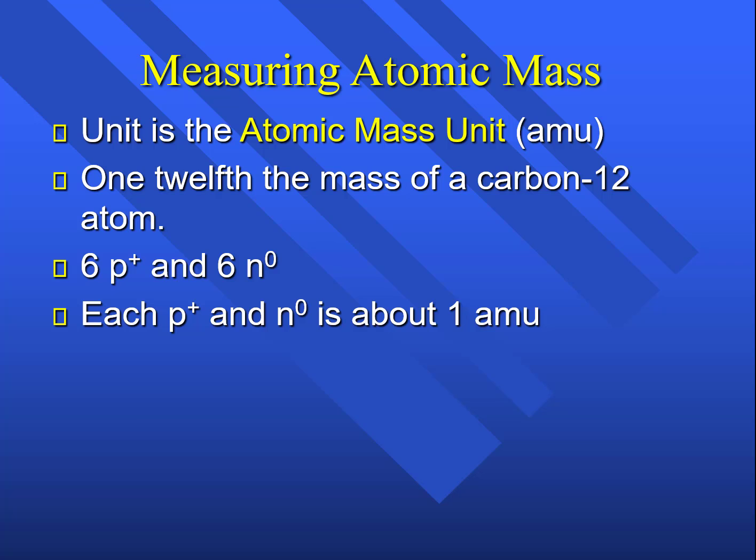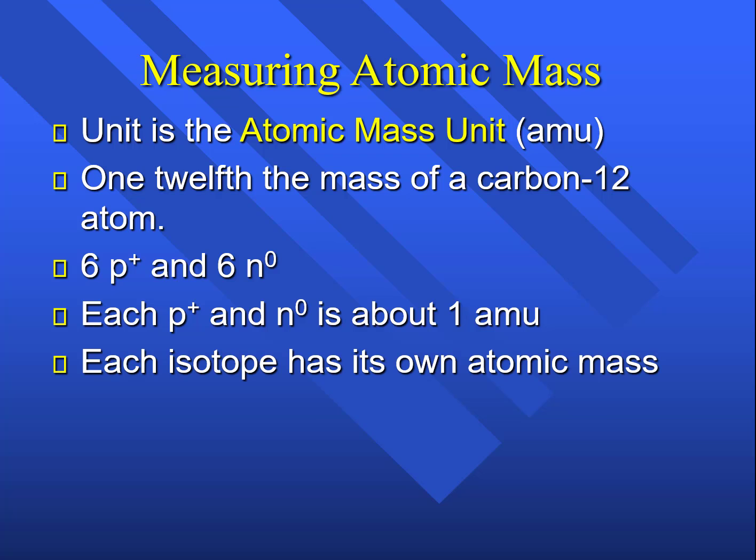Each proton, each neutron is about 1 AMU. It's off for a couple of reasons. One of them is we're not talking about the electrons. And the other one is we've got some mass changes that go on when we put it together. Now, each isotope has its own atomic mass, because it's got its own mass number.